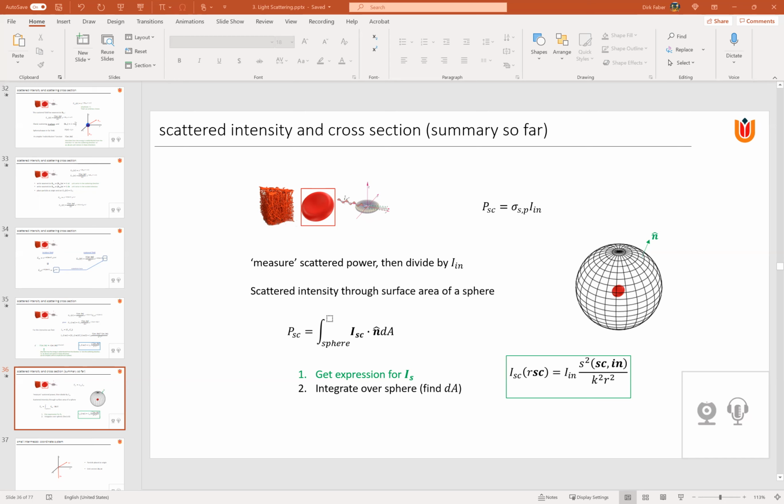So with all the complex numbers and all the phase information removed, it is just now something that is measurable.